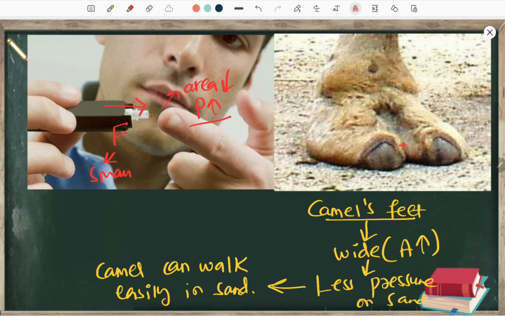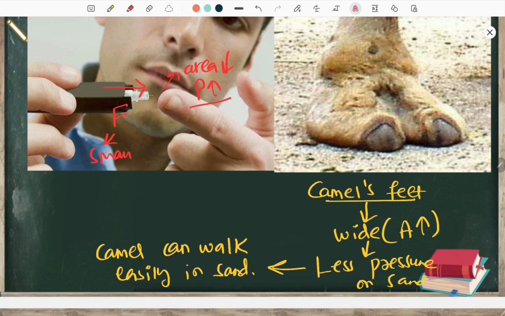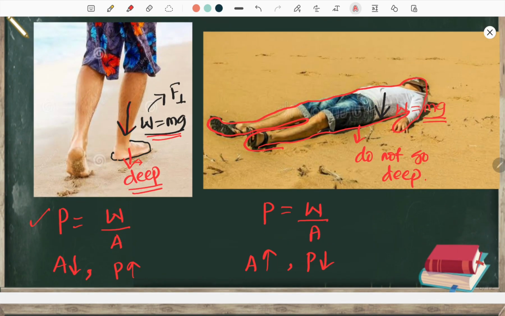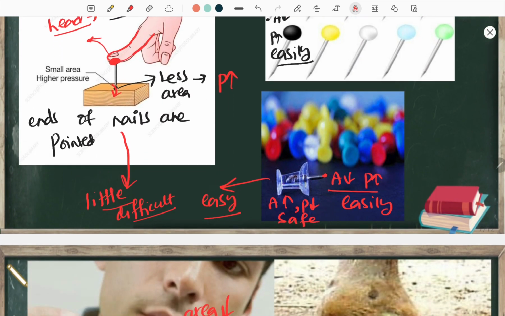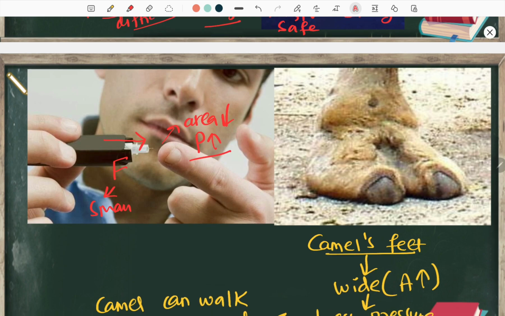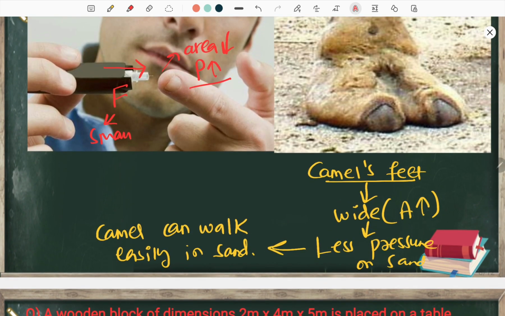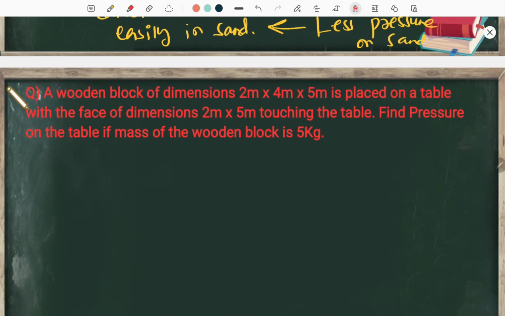It becomes quite difficult for us to walk in the sand, no? Because our feet area is quite less compared to these feet. Look at this, this is the camel's feet, and this is our feet. Our feet have less area, that's why more pressure, so we go deep into the sand. We find it difficult to walk in the sand, in the desert. But a camel can easily walk in the sand as it has wide feet. Alright, fine then. So these were some of the illustrations. Let us get into some of the numericals and see them.